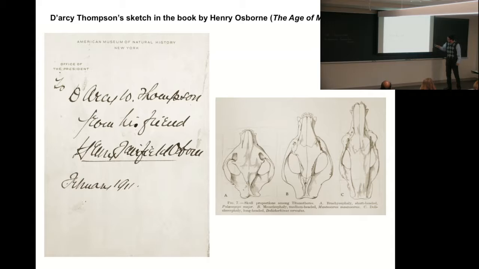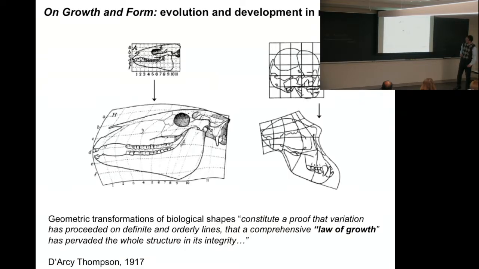You can see here on this illustration of several mammalian skulls, in faint pencil, there are drawings of his famous grids, so he was already thinking about transformations. In fact, in his book, he managed to combine both evolutionary analysis within what we now call the morphospace, but also developmental analysis, how animals change their shape during ontogeny.